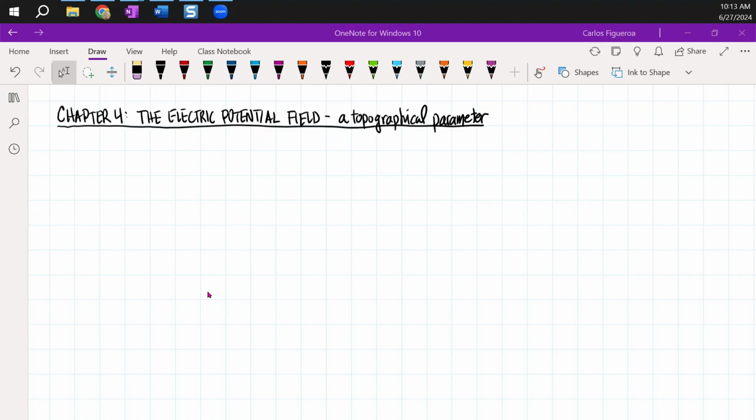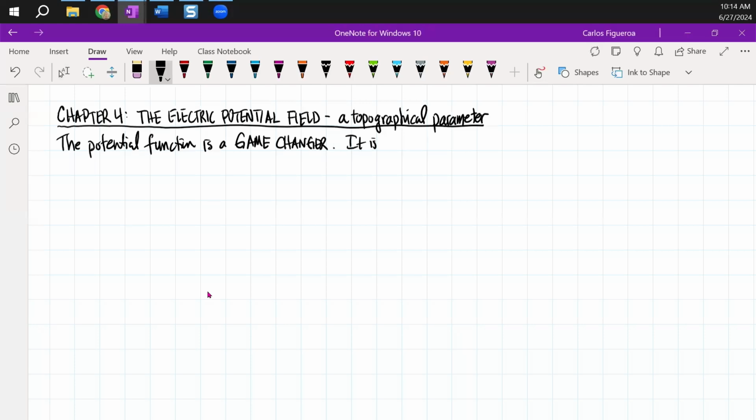Chapter 4, the electric potential field, a topographical parameter. The potential function is a game changer in conceptual understanding as well as problem solving. It is the very best way to do physics.